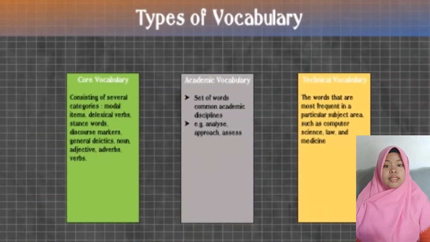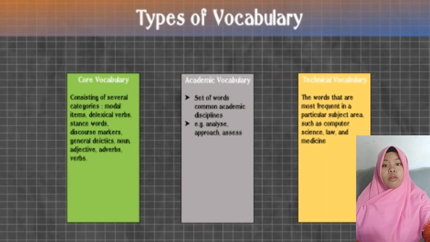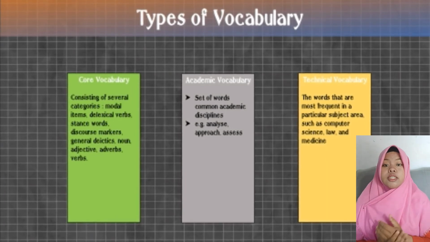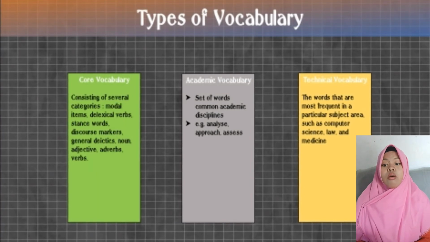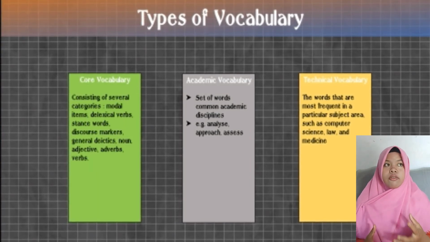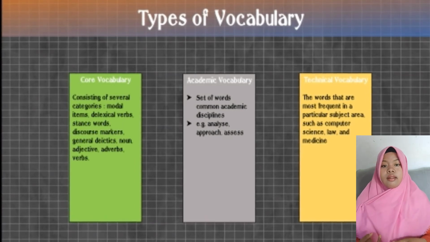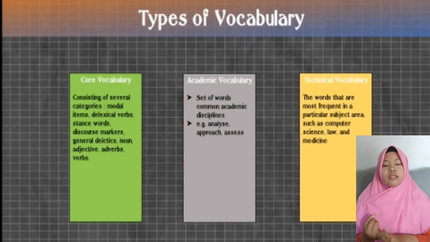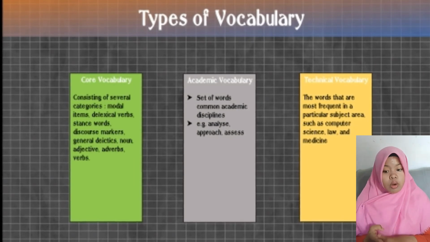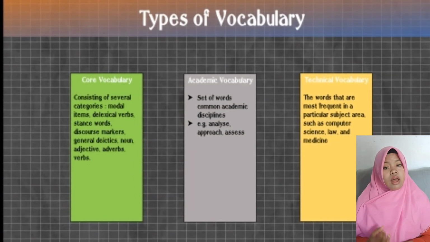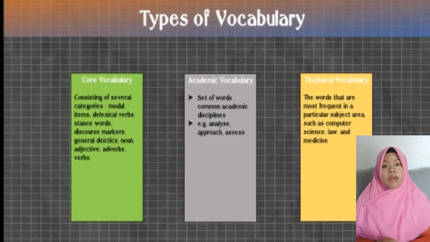Okay, next is about the types of vocabulary. There are 3 types of vocabulary. The first type is core vocabulary. Core vocabulary consists of several categories, and there are modal items, lexical words, stance words, discourse markers, general relative nouns, adjectives, adverbs, and verbs.